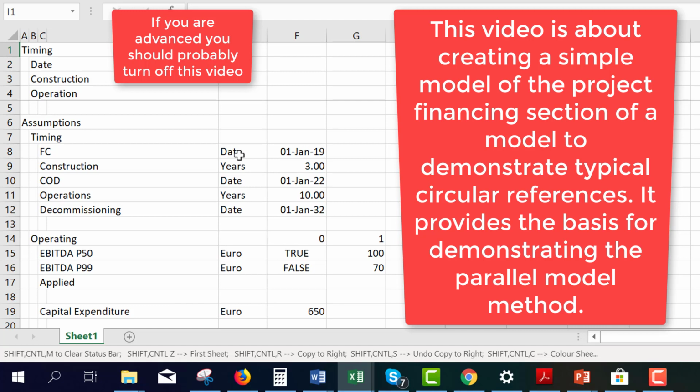Here's what I'll do. I'll go through the assumptions first. If you're anywhere advanced in financial models, please don't waste your time watching this. There's an off button on the video, I'm sure. Just X out of it. I'm going to make a basic annual model, okay?